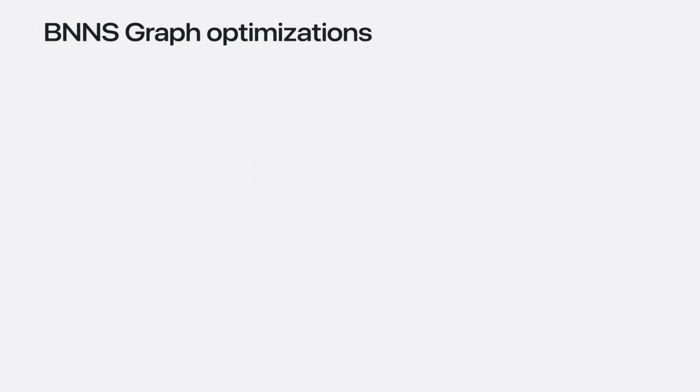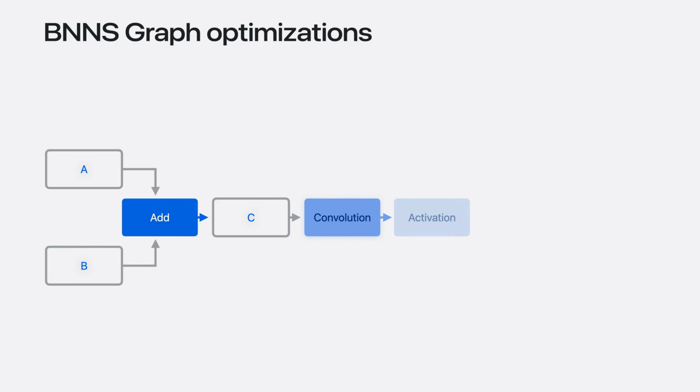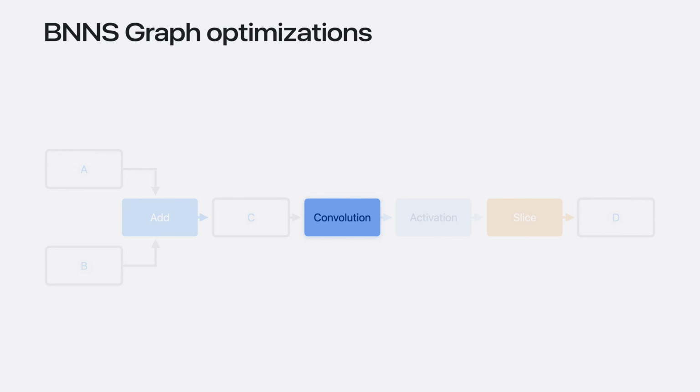Because BNNS Graph is aware of the entire model, it's able to perform a number of optimizations that were not possible before. And, even better, these optimizations come for free. Here's an example of a small section of a model. The first layer in this section performs an element-wise addition of tensors A and B and writes the results into C. The next layer performs a convolution, and after that, the model applies an activation function to the convolution result. And finally, the slice layer writes a subset of the elements into tensor D.